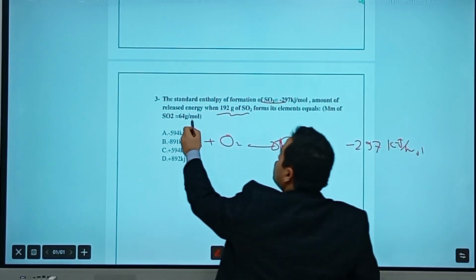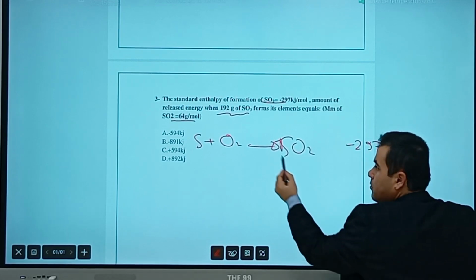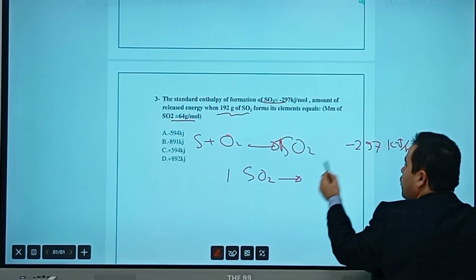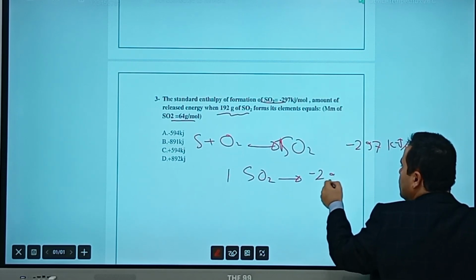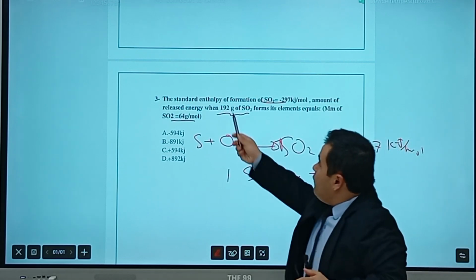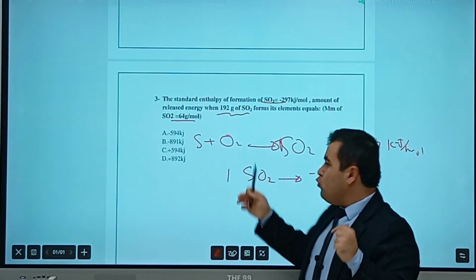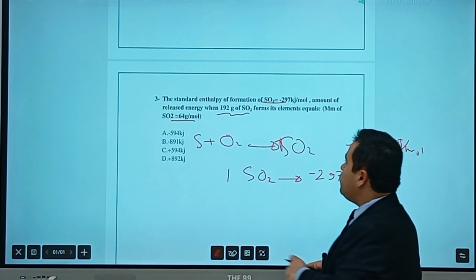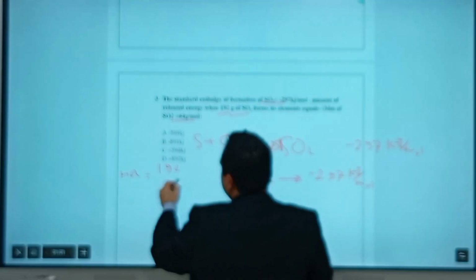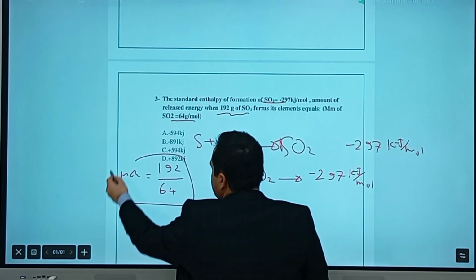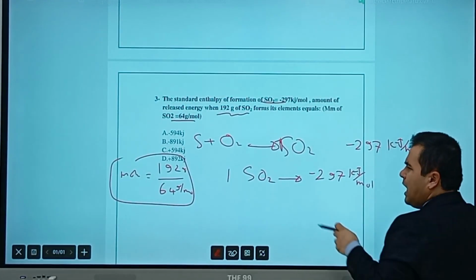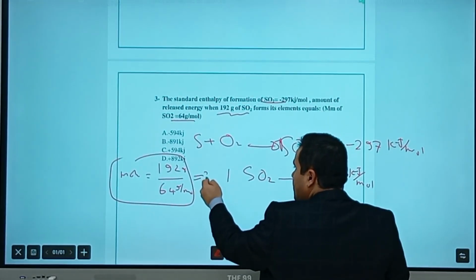The molar mass is equal to 64. Guys, for 1 mole of SO2 which formed, how much energy is released? Minus 297 kilojoule per mole. We have to convert this mass into moles, and then we will be able to do the ratio. The mole is equal to 192 divided by 64, gram divided by gram per mole. So you'll get the number, I guess it's 3.